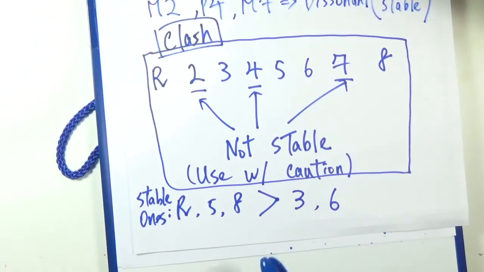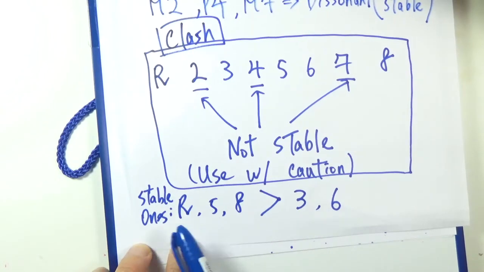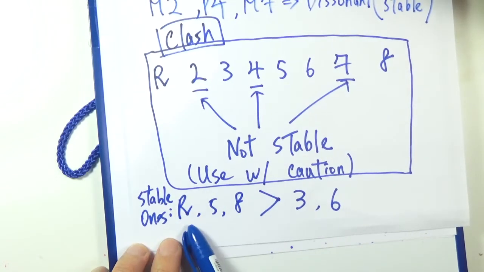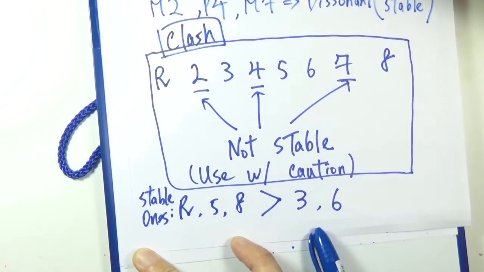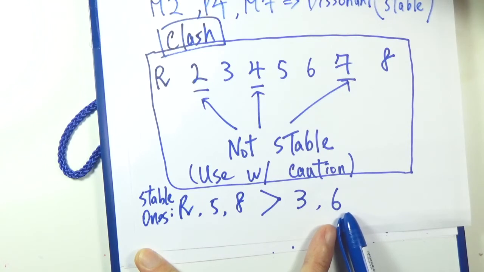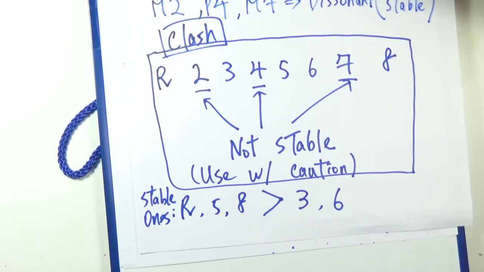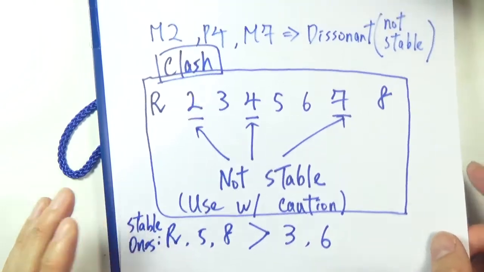And you have the stable ones, the rest. For the stable ones, the most stable are the root, 5th, and 8th. The less stable ones, but still stable enough, would be the 3rd and 6th. We're talking about major intervals, so major 3rd and major 6th, since, again, we're only working with the major scale.